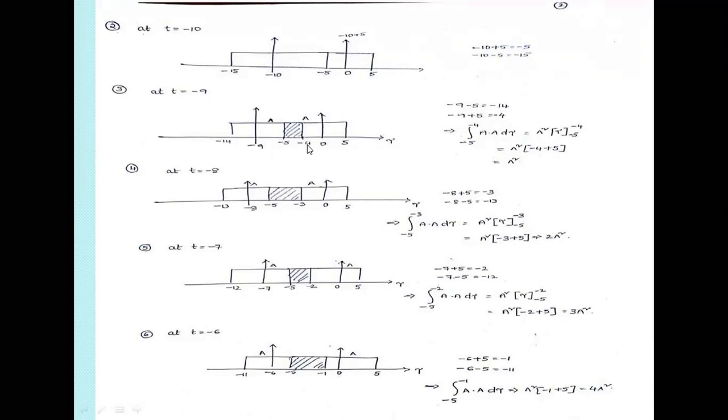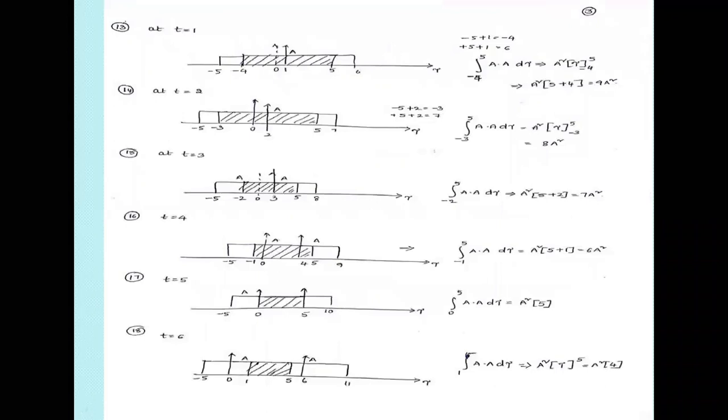Overlapping is only from -5 to -4, -5 to -3, -5 to -2, -5 to -1, -5 to 0, and like that you can go on increasing the values: 6a square, 7a square, 8a square, 9a square, and 10a square. After that, both are overlapping at -5 to 5. Still it moves towards the right side: 9a square, 8a square, 7a square, 6a square, 5a square, 4a square, 3a square, 2, and so on.